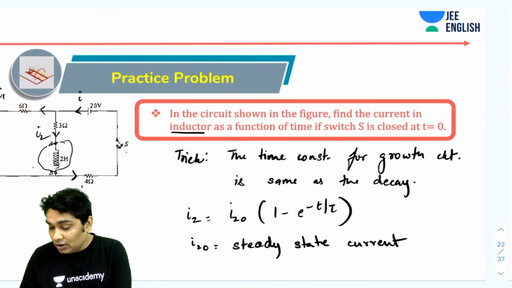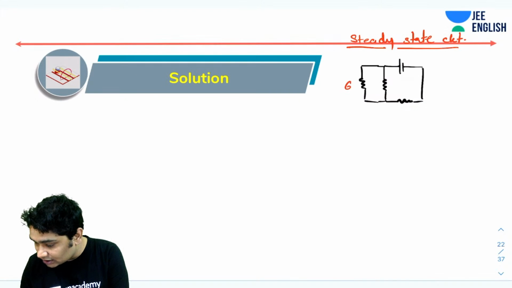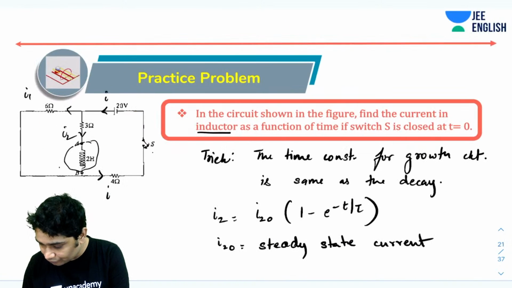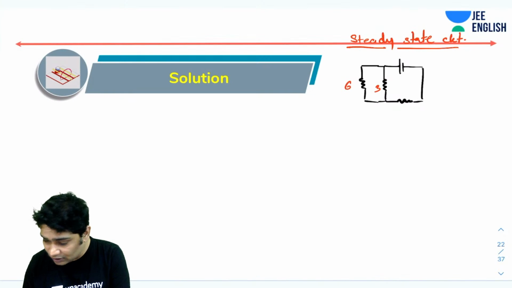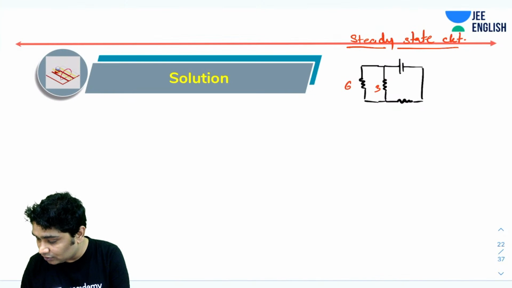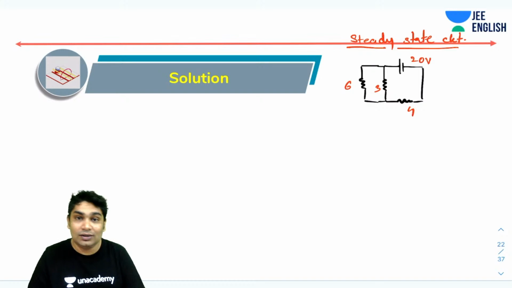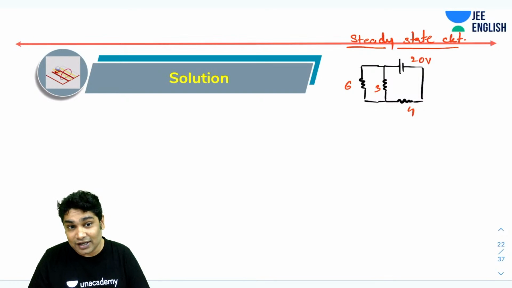So let's mark the resistances. So this was 6, 3, this was 4, and this was 20 volt. So first I'm showing you the shortcut. And if you're interested, I can show you the long method also for this.